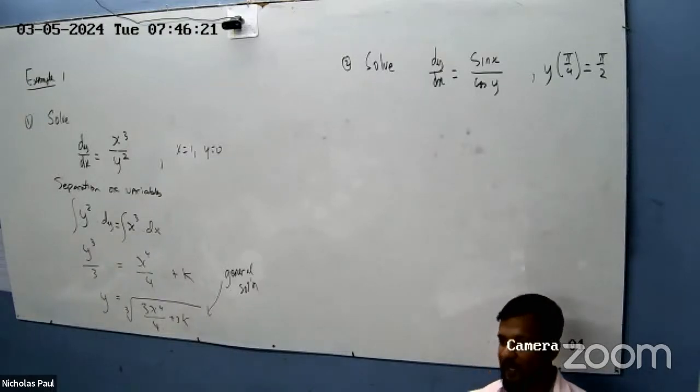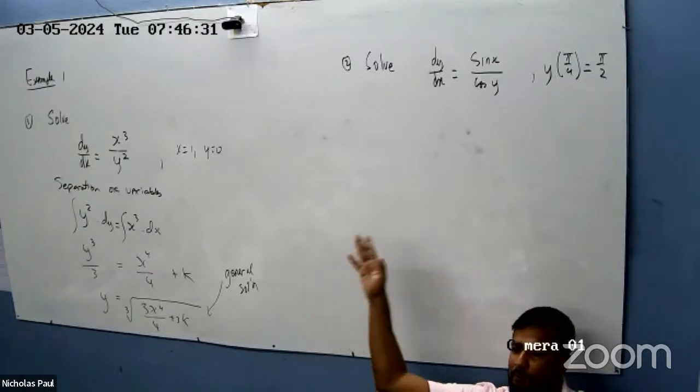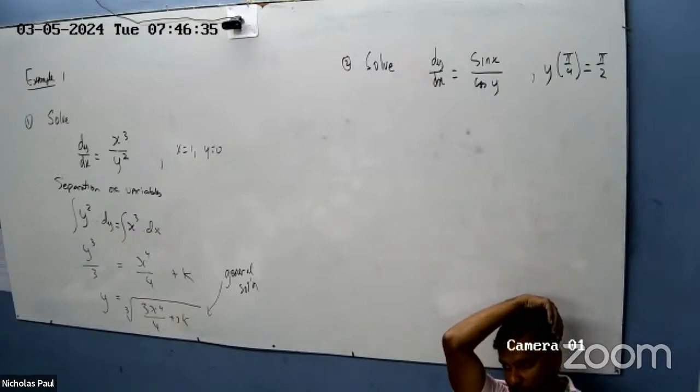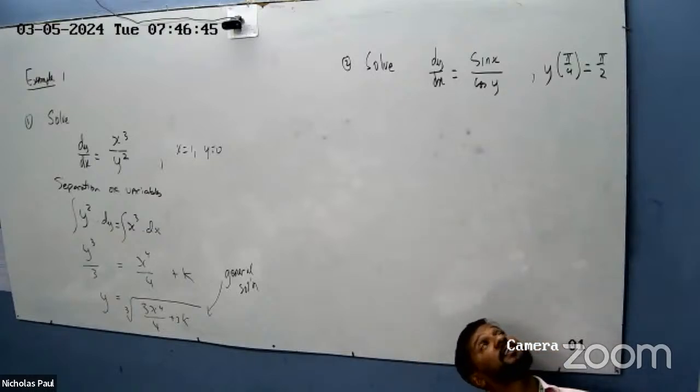Do it like normal. One of those values is X and one of those values is Y. So the pi on 4 is X and the pi on 2 is the Y bar.